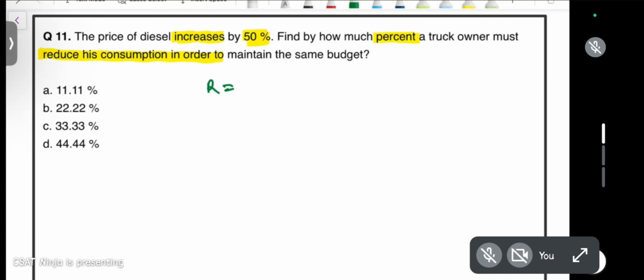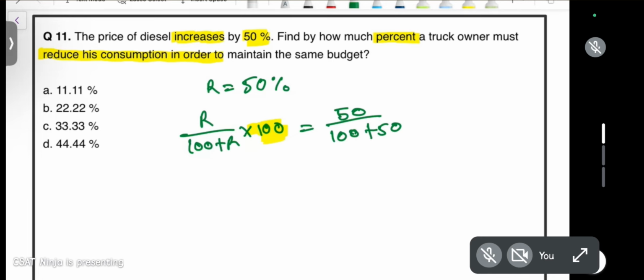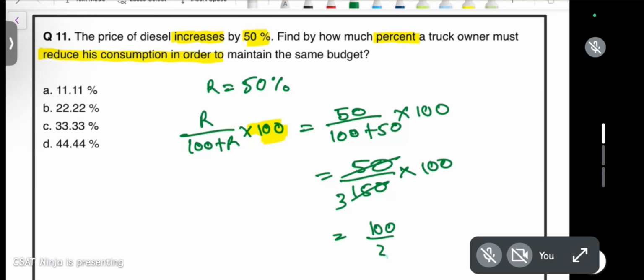R is 50. The framing of the question is different, but the values and the concept remain the same. The formula is R divided by 100 plus R into 100, and because we need it in terms of percentage, I'm putting 100 here. So 50 divided by 150 into 100, which is 100 divided by 3, which is 33.33%. This is the answer.